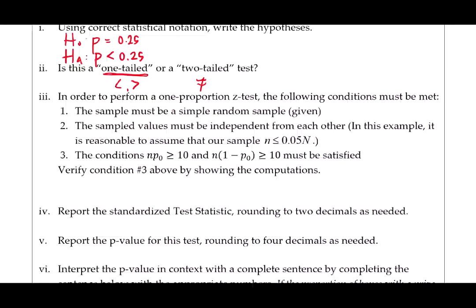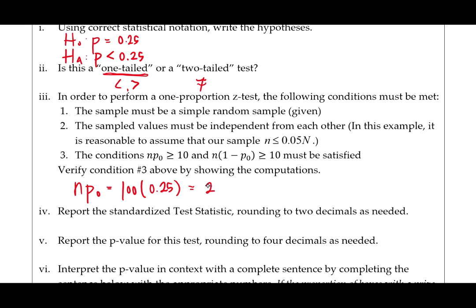The conditions n times p sub 0 greater than or equal to 10 and n times 1 minus p sub 0 greater than or equal to 10 must be satisfied. Verify condition number 3 by showing the computations. So I need to compute n times p sub 0. Our n was our sample size, which was 100 boxes. The p sub 0 is the number in the proportion. So in that null hypothesis, we see that p equals 0.25. That's the value we use to check this condition.